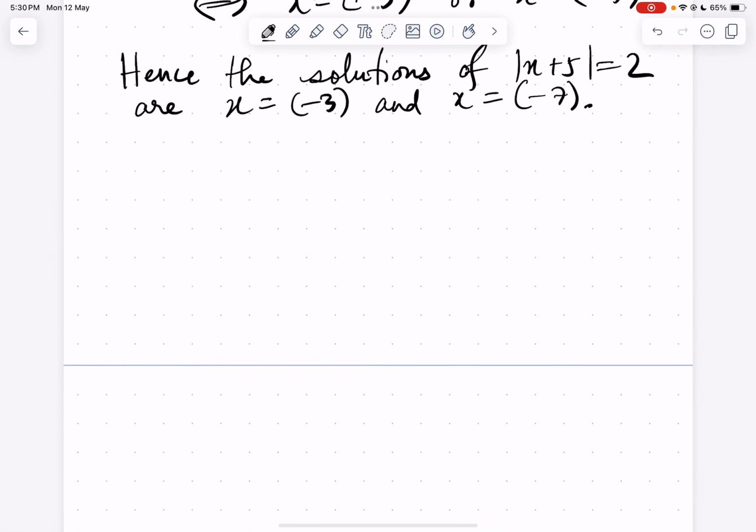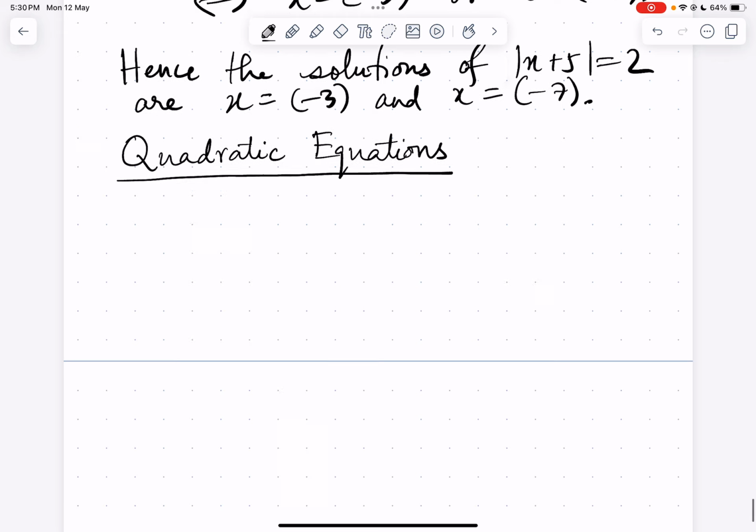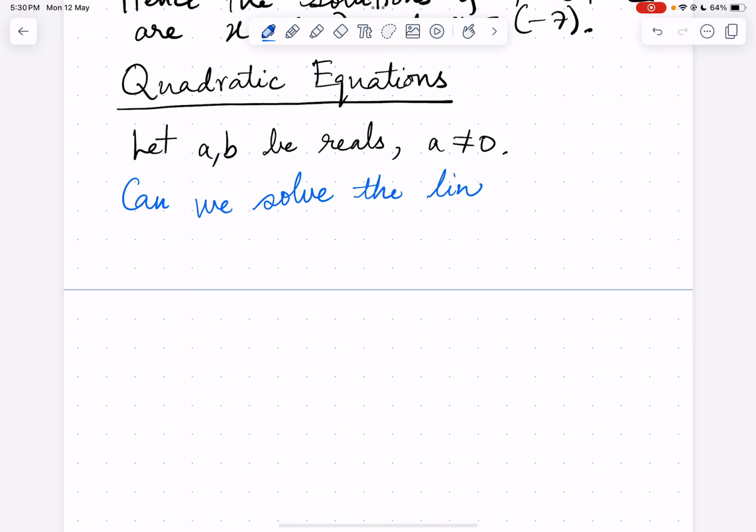Okay, so let's continue. We'll study quadratic equations. So let a be reals with a not equal to 0. We can ask, can we solve the linear equation ax plus b equals 0? Can we solve this simple linear equation?